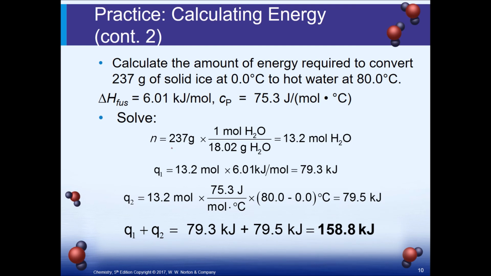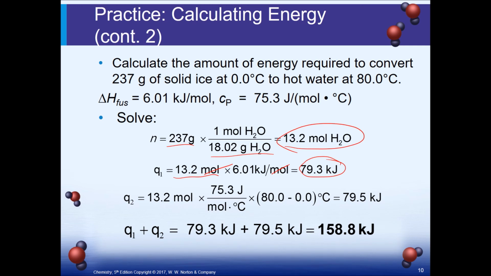All right, so first thing we need to do is calculate the number of moles. Again, we can do this using dimensional analysis. We have 237 grams. There's 18.02 grams of water in 1 mole, so that gives us 13.2 moles of water. Our next step is to calculate the energy required to melt the ice. So Q1 is equal to moles times the enthalpy of fusion. We have 13.2 moles times 6.01 kilojoules per mole. You'll notice moles cancel, leaving us with kilojoules. So this tells us that it's going to require 79.3 kilojoules to melt the 237 grams of water.